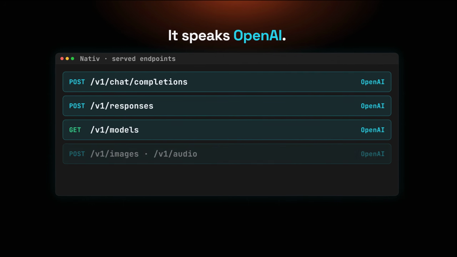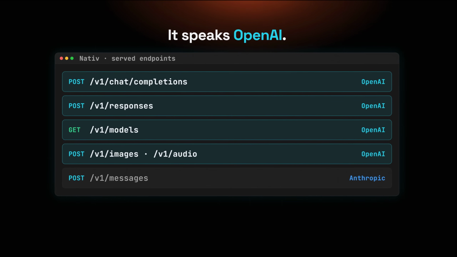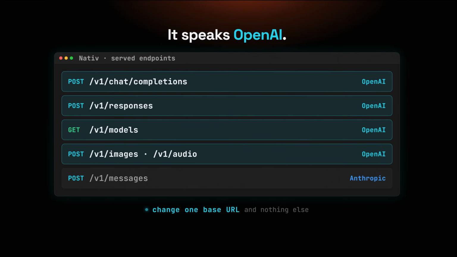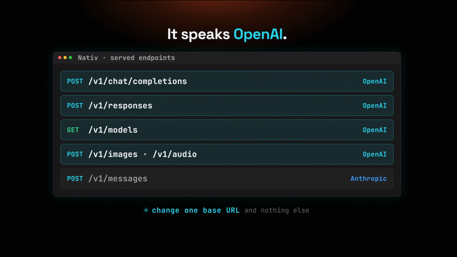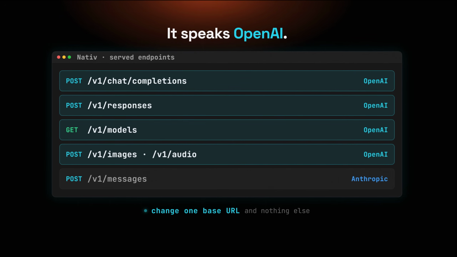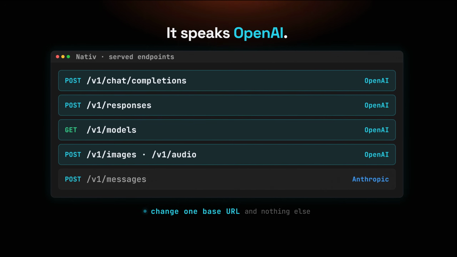First, it speaks OpenAI. Chat completions, the responses API, a models list, even image and audio endpoints, which means any app, script, or extension written to call OpenAI can be pointed at your laptop instead. You change one base URL and nothing else.